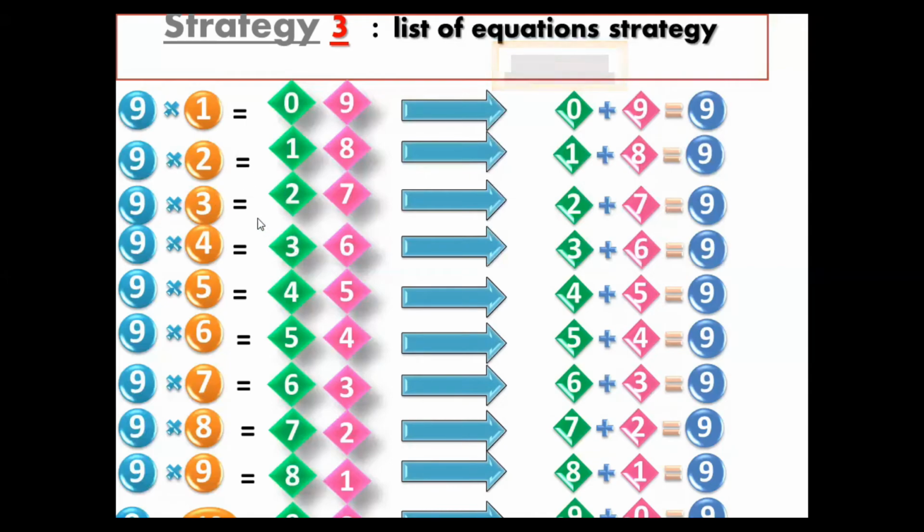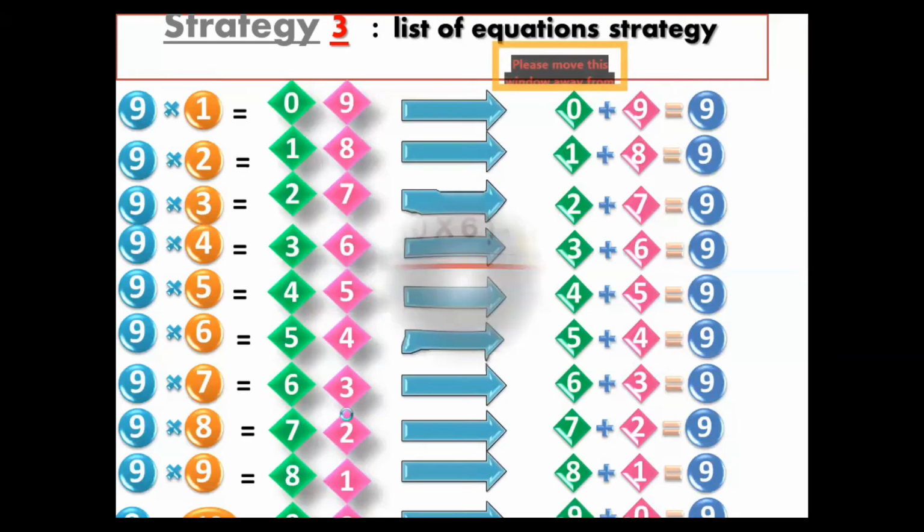Here 3 is 1 less than 4. Here 4 is 1 less than 5. Here 5 is 1 less than 6. Here 6 is 1 less than 7. Here 7 is 1 less than 8. Here 8 is 1 less than 9. Here in the last one, 9 is 1 less than 10. So we can notice that the tens digit in the product is 1 less than the second factor.